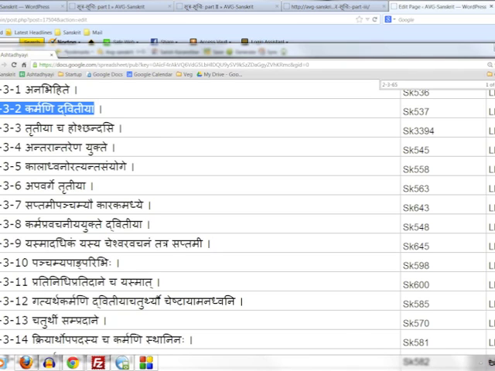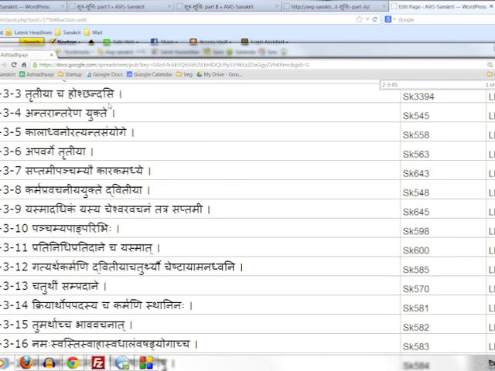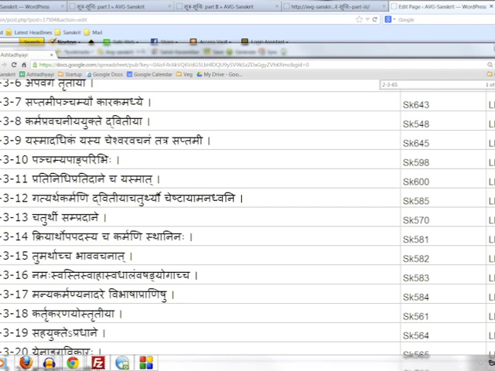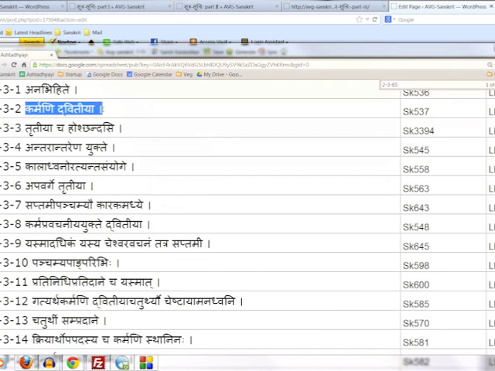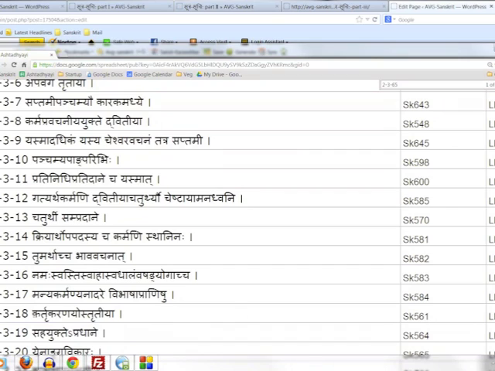We have also studied the Sutram 318 Kartru Karnayos Tritiya, which says that a third case affix is used to denote karta, the doer of the action, as well as karanam, the instrument of the action, provided the doer or the instrument has not been expressed otherwise. So we know that the object of an action is denoted by a second case affix and the doer of an action is denoted by a third case affix. Of course, anabhite, as long as it has not been expressed otherwise.